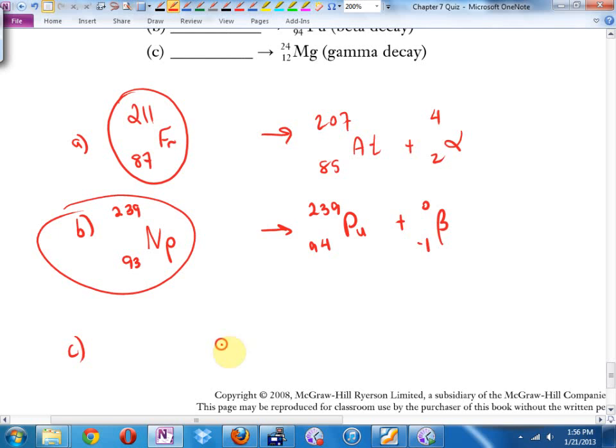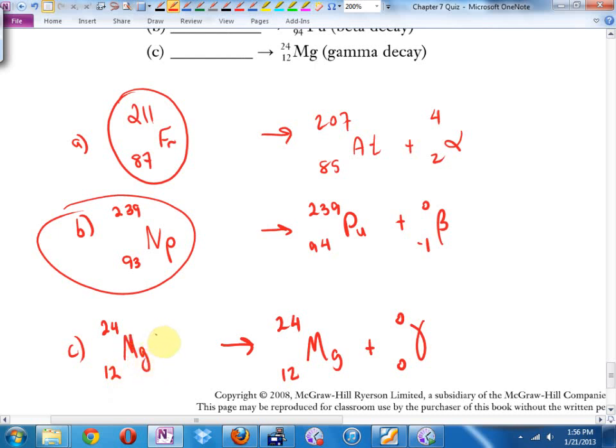Okay, we ended up with 24, 12 Mg, and then it says gamma decay. Gamma is that, and it has a charge and a mass of 0. Well, how much mass must I have had? 24. How much charge must I have had? 12. You know what? I started out with magnesium.